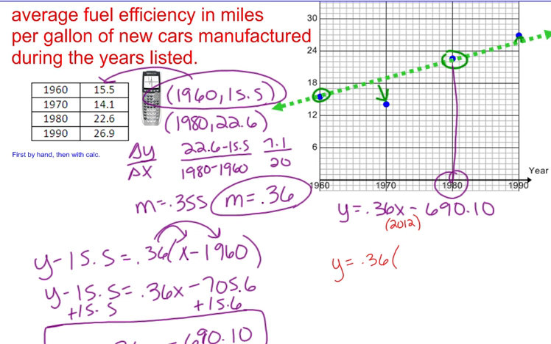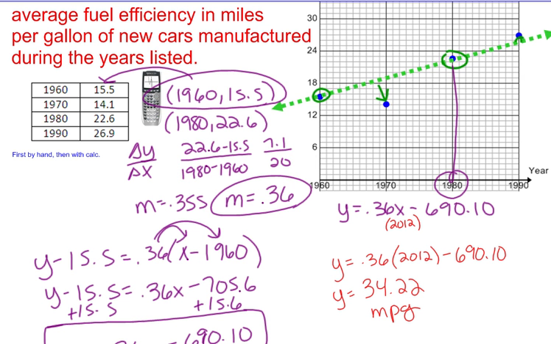So if I plug in 0.36 times 2012, and then minus 690.10, and I'll do that all on my calculator. So 0.36 times 2012 is 724.32, and then minus 690.10, I'd get 34.22. This is how many miles per gallon new vehicles on average should be coming out the lot with.